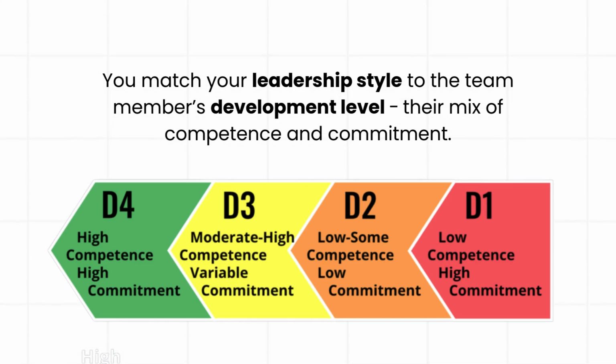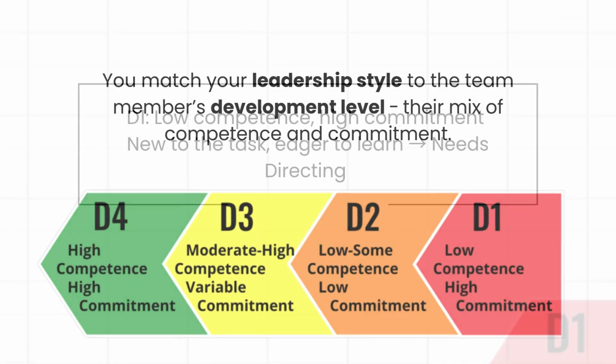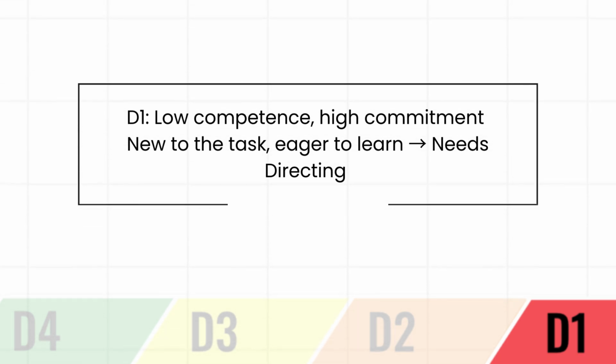And as you can see from this slide, there is D1, D2, D3 and D4. Let's take a look at D1. Low competence, high commitment. New to the team or the task, eager to learn, but needs proper direction. This is not an individual who can be left on their own to complete a task.